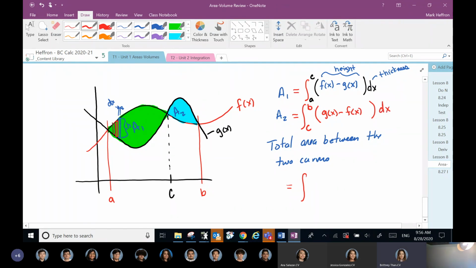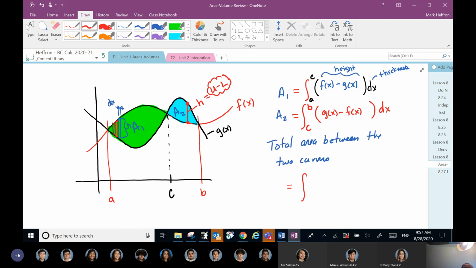Manuel, what happened between that first one and the second one? Like, what do you notice specifically about the difference between area 1 and area 2? In area 1, it's f of x minus g of x, and the other one, it's the other way around. Why is that? Because in the first one, f of x is at the top, and then the other one, g of x is at the top. That's right. If we're really thinking about this height, it's always going to be upper minus lower, isn't it? So that's just a little quick review on area.